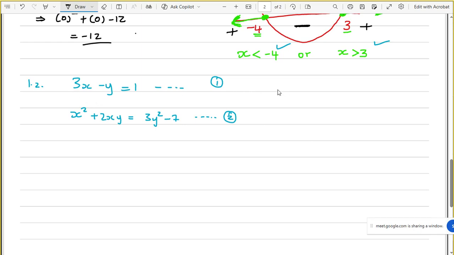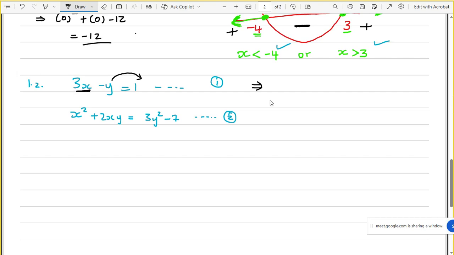From that equation 1, we form equation 3. So from this equation, I can bring the y this side so that it can be positive. Why am I choosing the y? Because it has the coefficient 1. Now, if I choose to make x the subject of the formula, I'm forced to divide everything by 3 so that x can be the subject of the formula. I don't want to work with fractions. I don't like working with fractions.